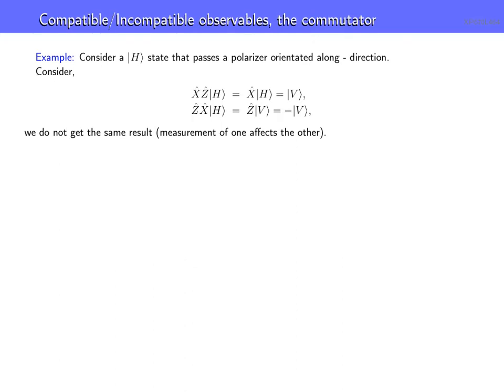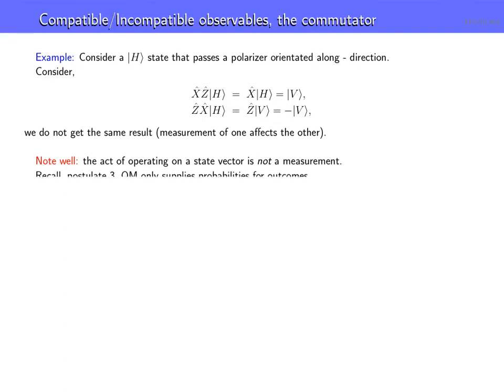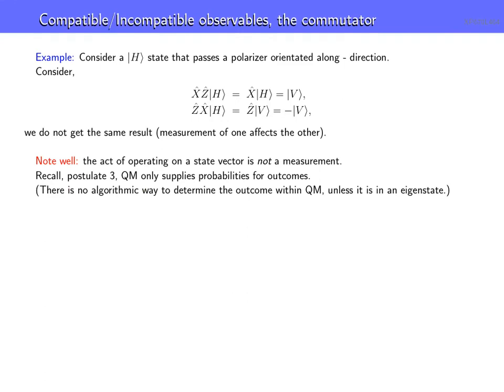Now, we want to be careful here, and we want to be explicit. Take note that the act of operating on a state vector is not a measurement. That's not equivalent to a measurement. The reason is that, if we recall postulate 3, quantum mechanics, through the Born probability rule, only gives us probabilities for outcomes. It doesn't tell us which one it is. So when we act on a ket or a state vector with an operator, that is not a measurement. And again, as we said, there's no algorithmic way to determine the outcome within quantum mechanics in general.